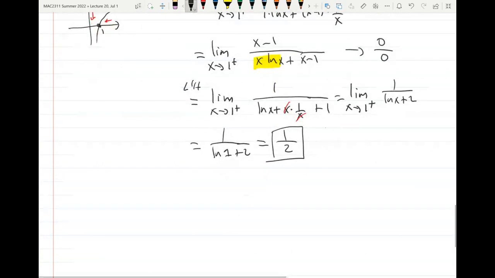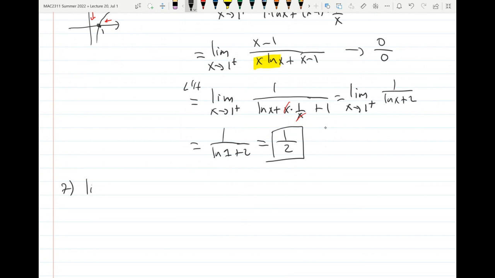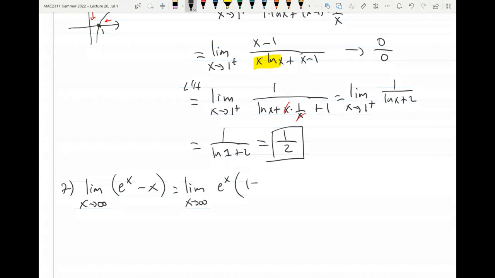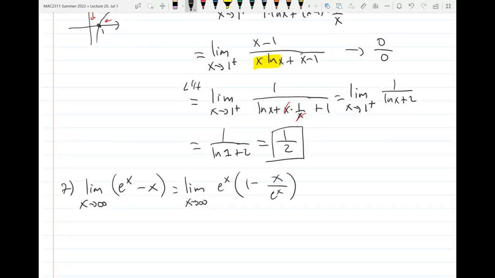And then to close, let me do another one in which combining is not good enough. So you do need to do the factoring that I was mentioning earlier. For example, how about e to the x minus x as x approaches infinity? So this is infinity minus infinity, but you see here there's nothing really to combine. Okay, so what I'm gonna do is I'm gonna factor out e to the x, and then we're gonna have 1 minus x over e to the x.